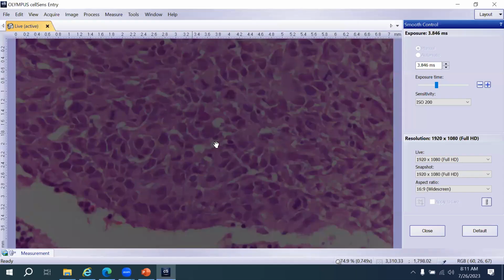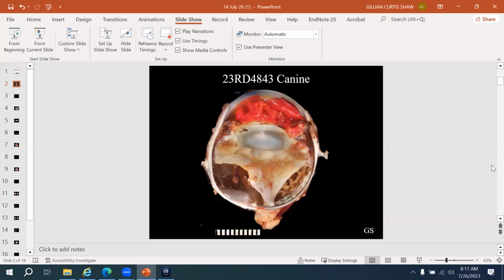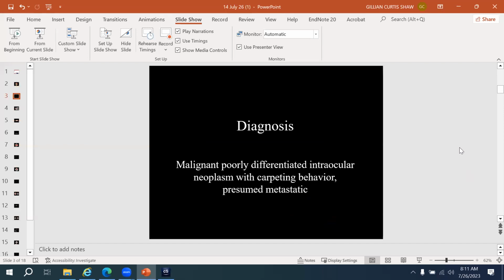So let's go back. People here on the chat suggested potentially a hemangiosarcoma. This is a German Shepherd. I think it's all in the table.